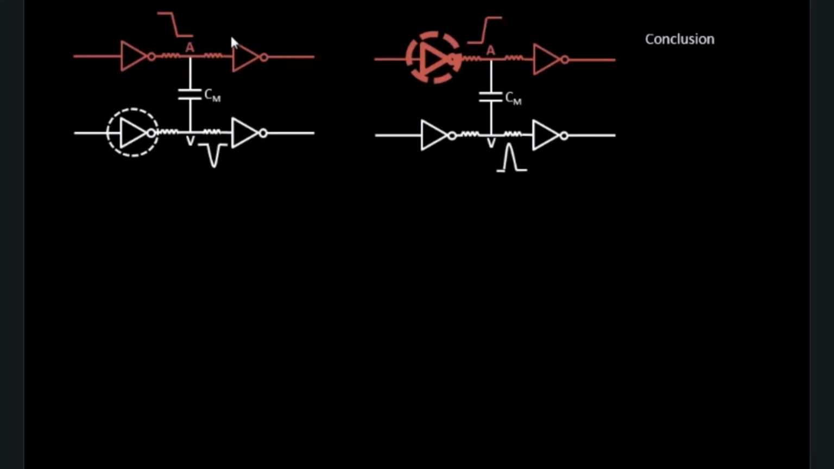So in this scenario we saw that when your victim is weak, by weak I mean when the drive strength of the victim is low, you see a glitch of considerable height, and this particular glitch can result in functionality failures because this victim was at logic 1 and then eventually it moves to logic 0 and then it comes back to logic 1.